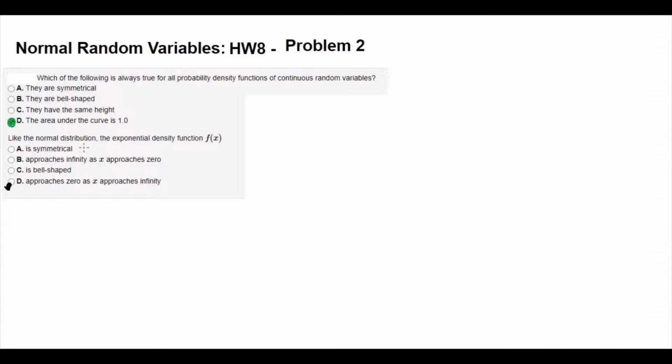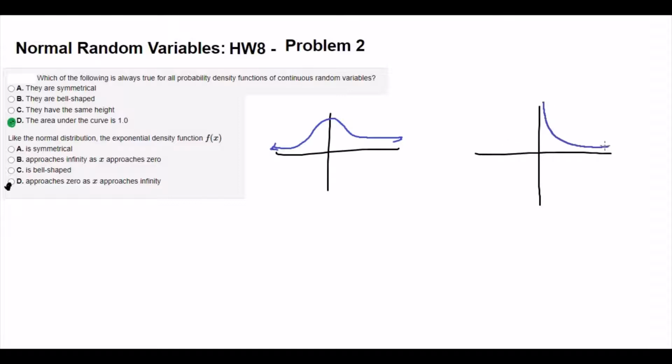Part B: like the normal distribution, the exponential density function. Before we comment on the choices, let's draw the normal distribution and exponential distribution. The normal distribution has a bell curve shape, and the exponential distribution has a decaying function shape. What is common between them is, as x approaches infinity, the value of the function approaches 0. So D is correct.